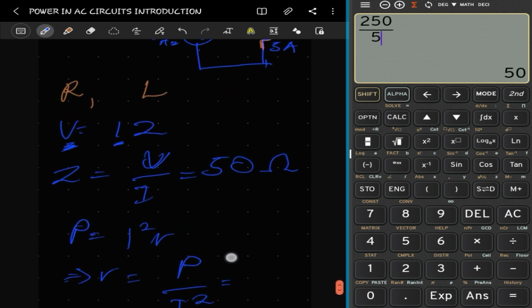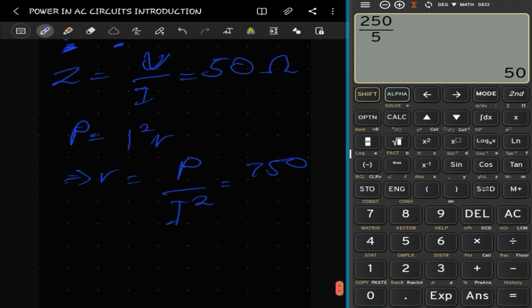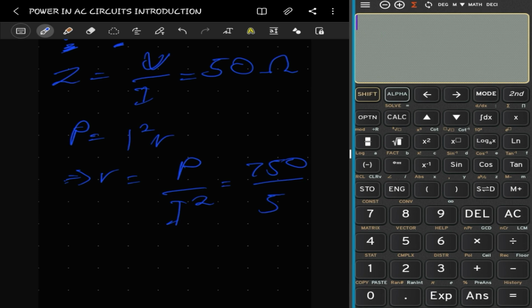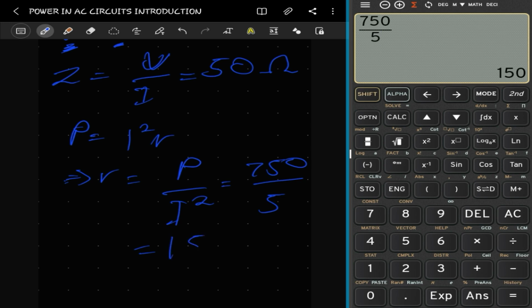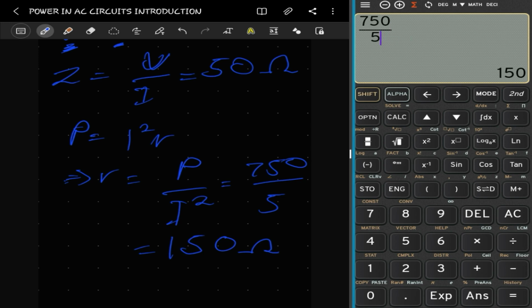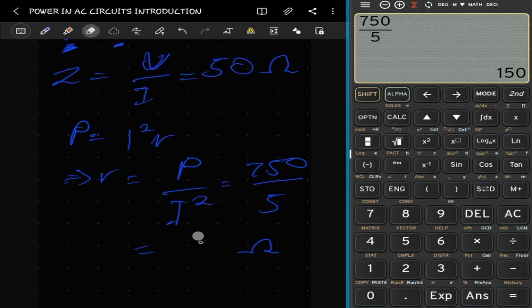And then we know the power is 750, and then the current is 5. 750 on 5. That gives us internal resistance in the core of 150 ohms. Wait, this should be squared. So it's not 150. Okay. So power is 750, current is 5, squared. That gives us 30 ohms. So now we have the resistance. The next thing for us to find will be the inductance.